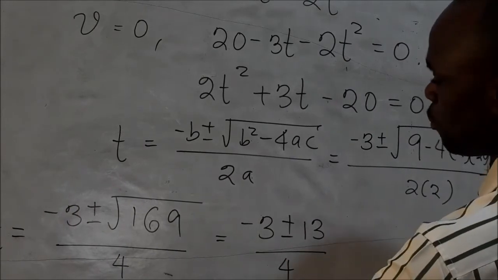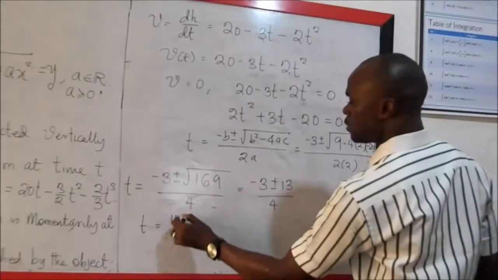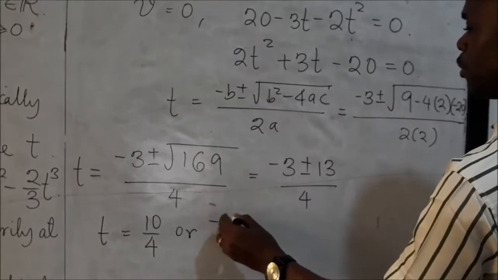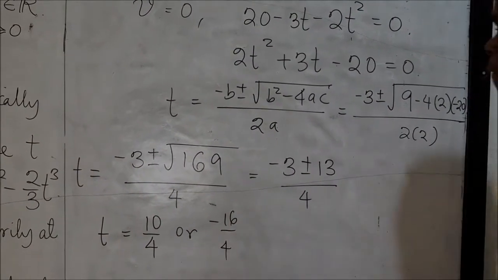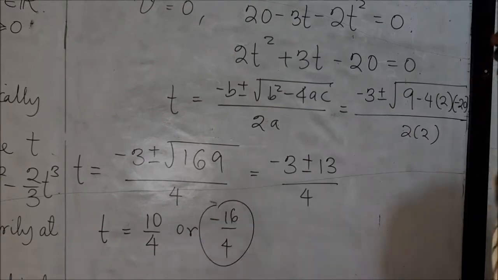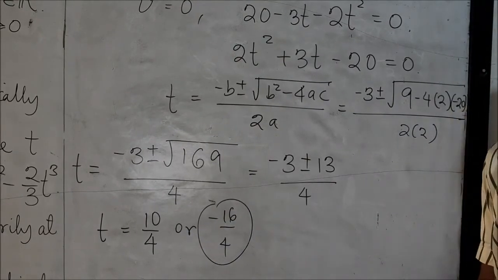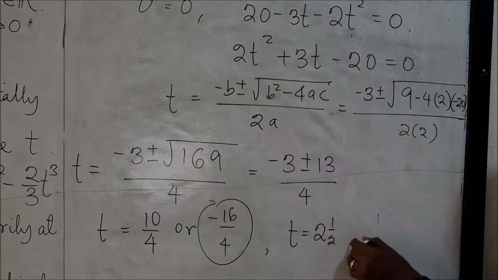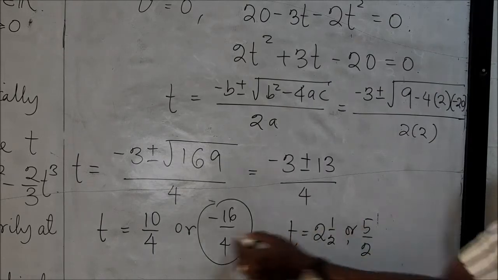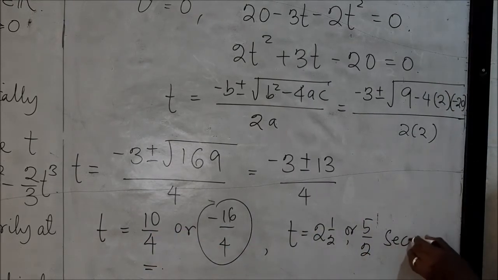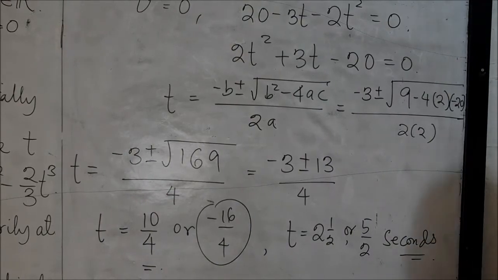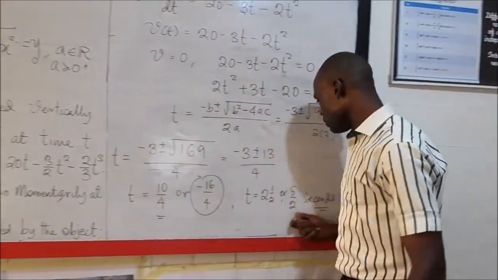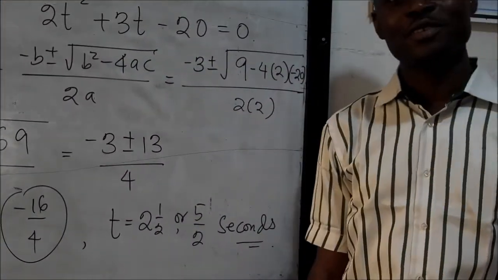So we have t equals 10 over 4, or minus 16 over 4. But we know that this is not accepted because time cannot be negative. So it means that t is equal to 2.5, or you simply call it 5 over 2 seconds. So the time at which it is momentarily at rest is 5 over 2 seconds, or 2.5 seconds.